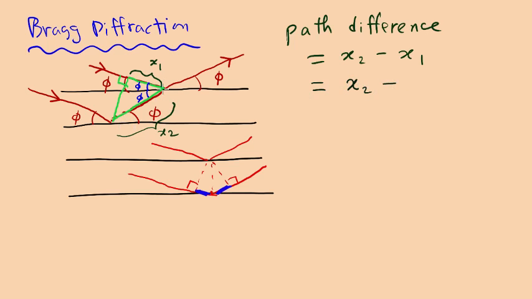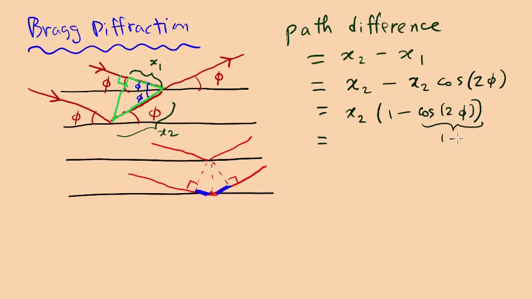So if you look at x2 and x1, x1 is x2 times cosine of 2 pi. So that means x2 times (1 minus cosine of 2 pi). And what is this? If you use the double angle formula, this is 1 minus 2 sine squared pi. So this is 2 x2 sine squared pi.